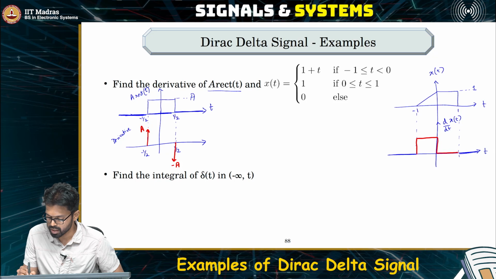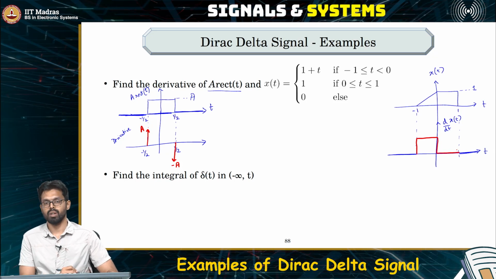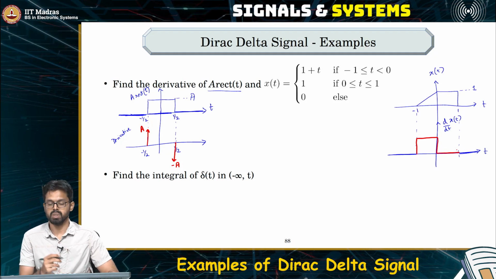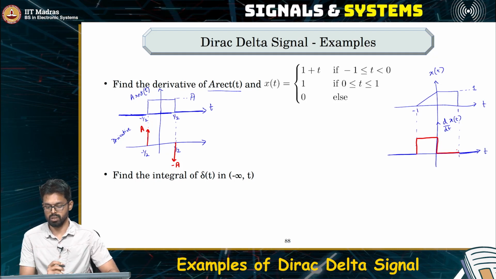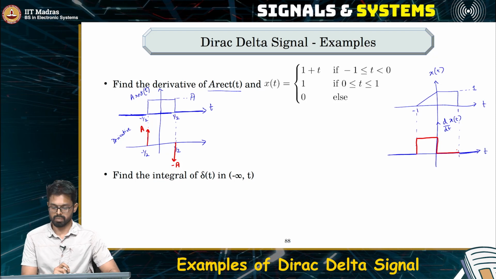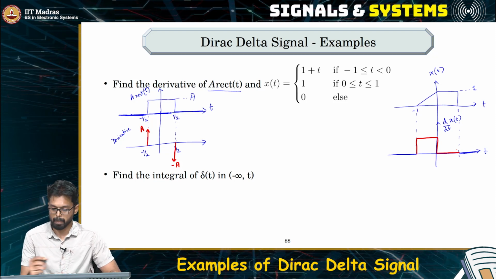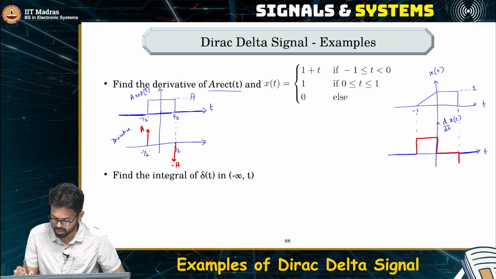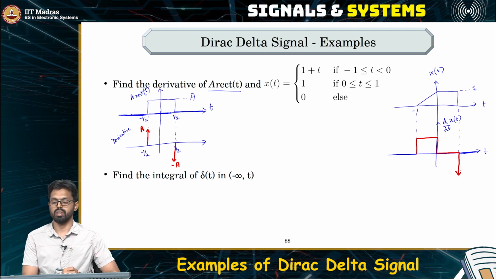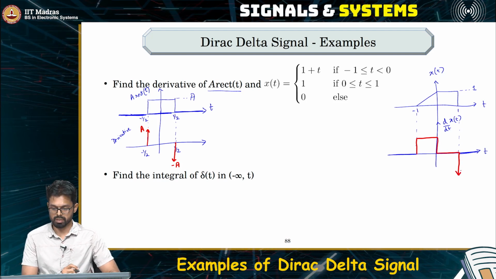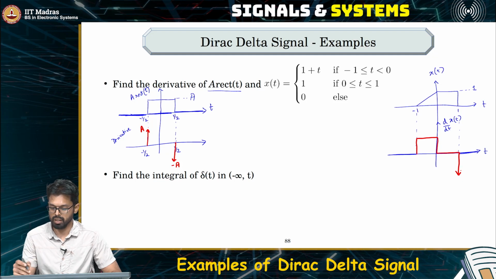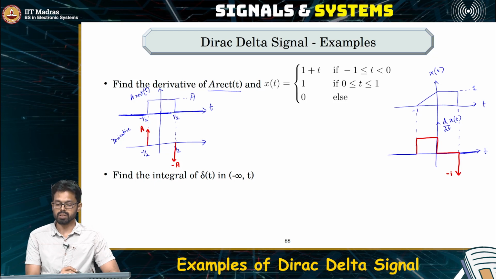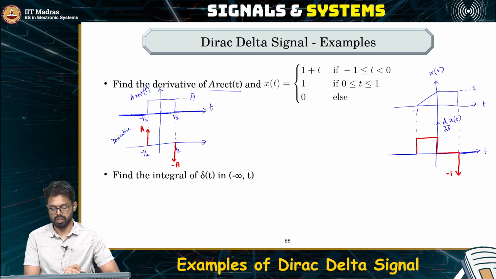But what happens at 1? At time instant 1, there is a sudden fall in amplitude from 1 to 0. So there is a spike in the derivative, and in what direction? It has to be negative because the signal has decreased. So there is a Dirac Delta function here. And what is the area of the Dirac Delta function? Because it is plus 1 there and it has reduced to 0, this will be minus 1. So this is the derivative of the signal that we are looking for.